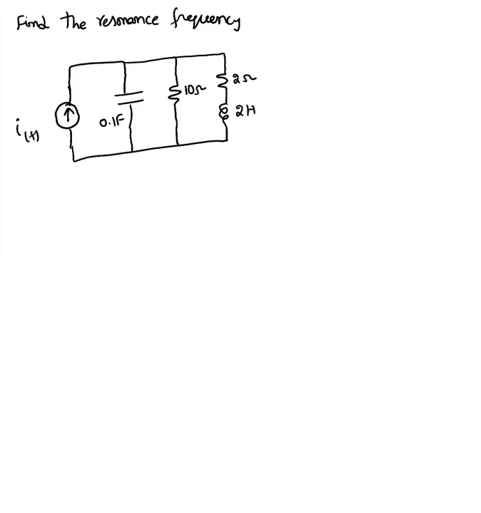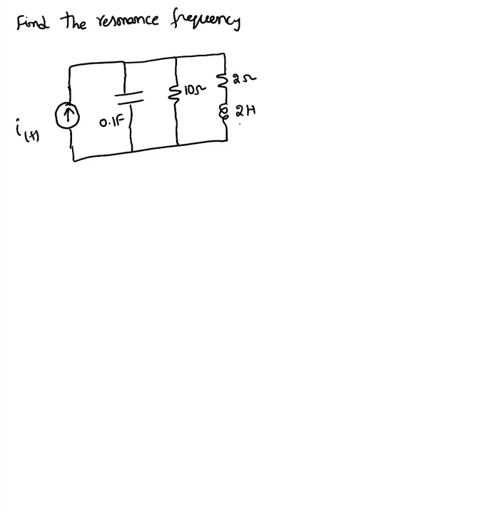Here is the next example. In this example also, he is asking us to find the resonant frequency. As I mentioned, a circuit is going to have a resonant frequency if it has an inductor and a capacitor in the circuit. So I have an inductor here and a capacitor here, so we can find the resonant frequency for this circuit.